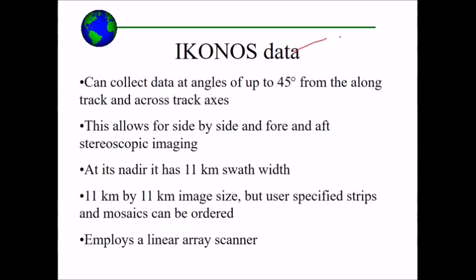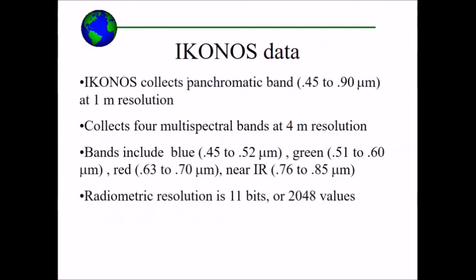If you talk about the data of IKONOS, this can collect data at an angle of 45 degrees from the along track and across track axis. This allows for side-to-side and forward-backward imaging. It's very good. At its nadir, its swath is 11 km wide, so you get an image of 11 by 11 km. But user-specified strips can also be ordered. It employs a linear array.